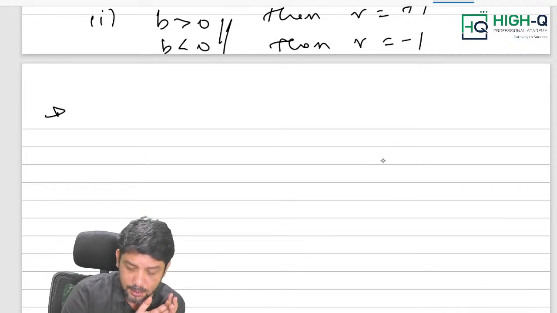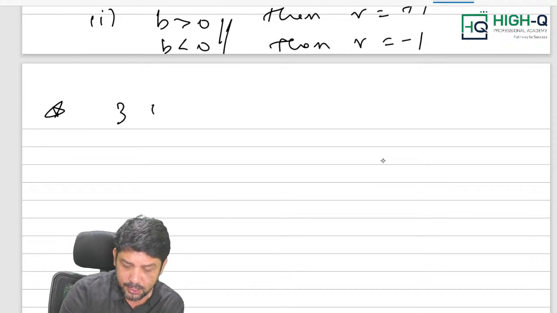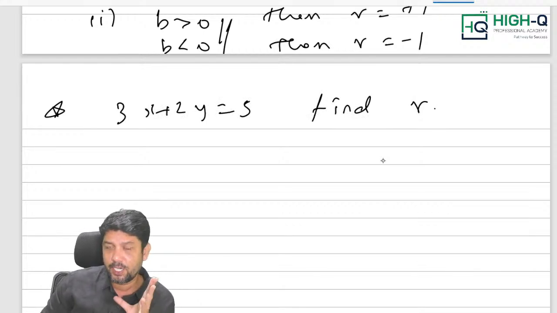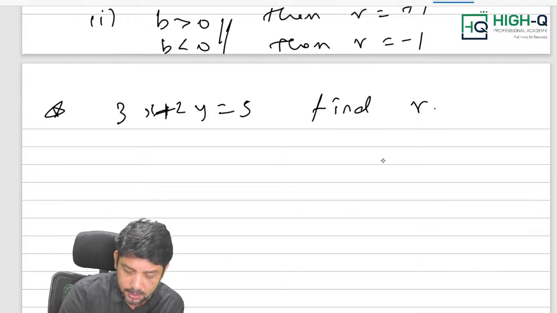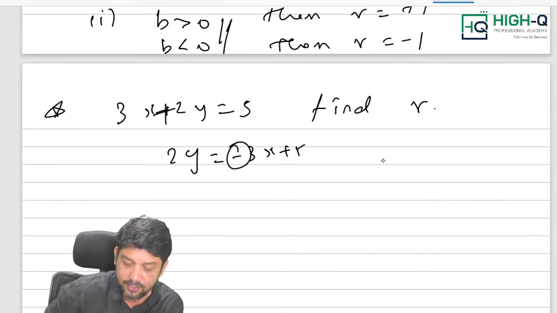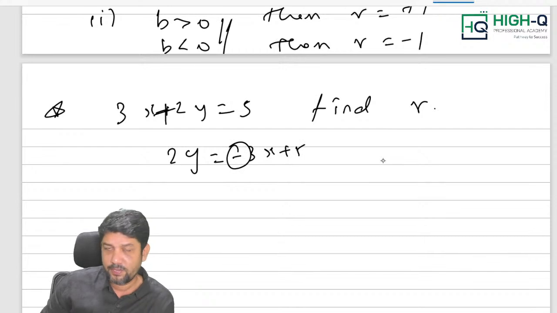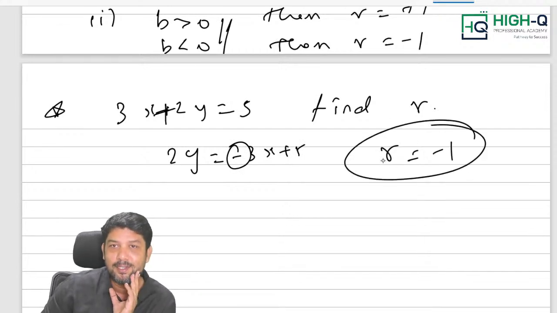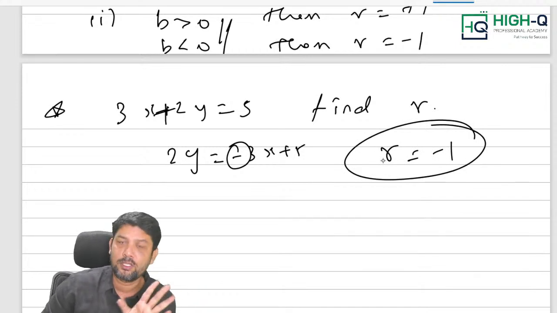For example, 3x plus 2y is equal to 5. Find r. One linear equation is given, and they ask you to find r. Simply, 2y is equal to minus 3x plus 5. Now, is the coefficient of x negative? If the coefficient of x is negative, r is equal to minus 1. That's it. Sir, is this the answer? Yes, of course. You are not supposed to do anything.